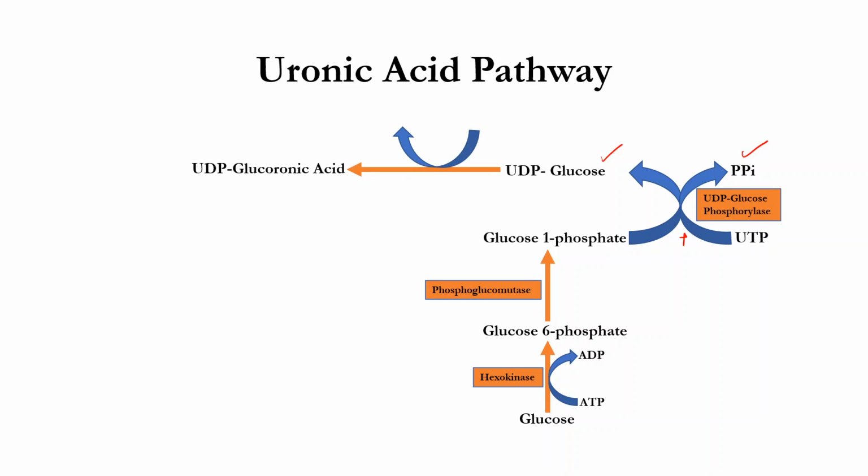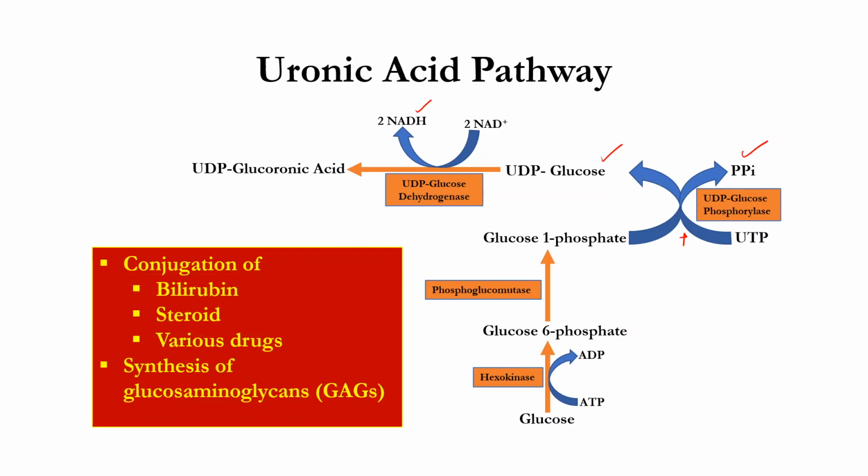Now UDP glucose is again oxidized into UDP glucuronic acid, or UDP glucuronate, and in this reaction 2 NADH are released, and UDP glucose dehydrogenase is the enzyme that catalyzes the reaction. So this UDP glucuronic acid is used in the conjugation of bilirubin, steroids, and various drugs. There are many drugs that have to be metabolized and excreted after combining with UDP glucuronic acid. It is also used in the synthesis of glycosaminoglycans. As you have learned in the chemistry of carbohydrates, there are many glycosaminoglycans present in the extracellular matrix.